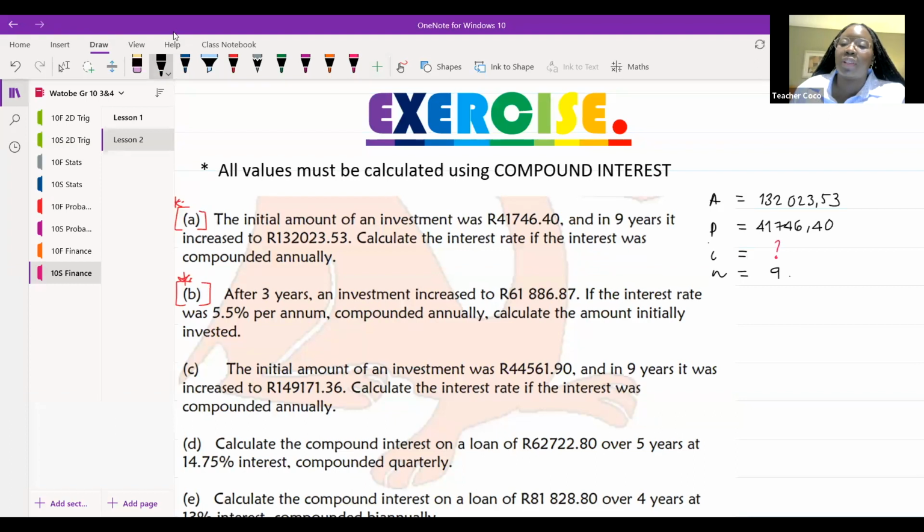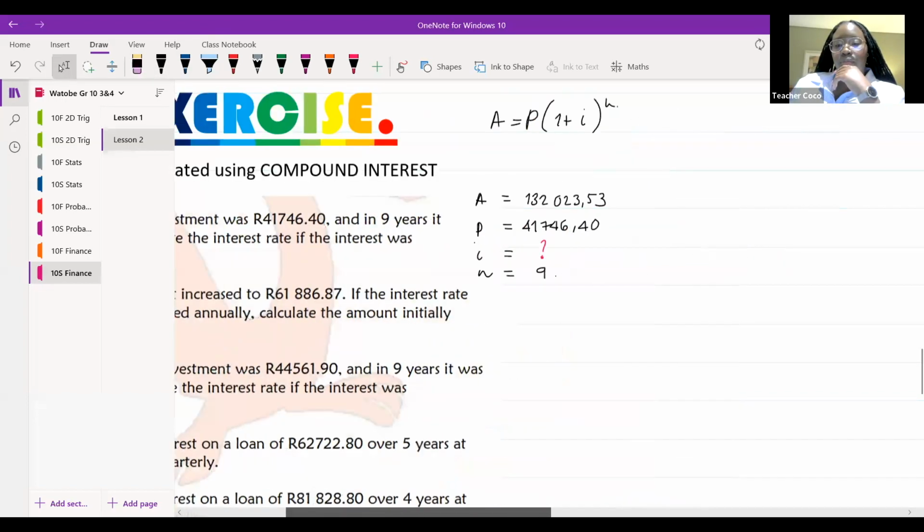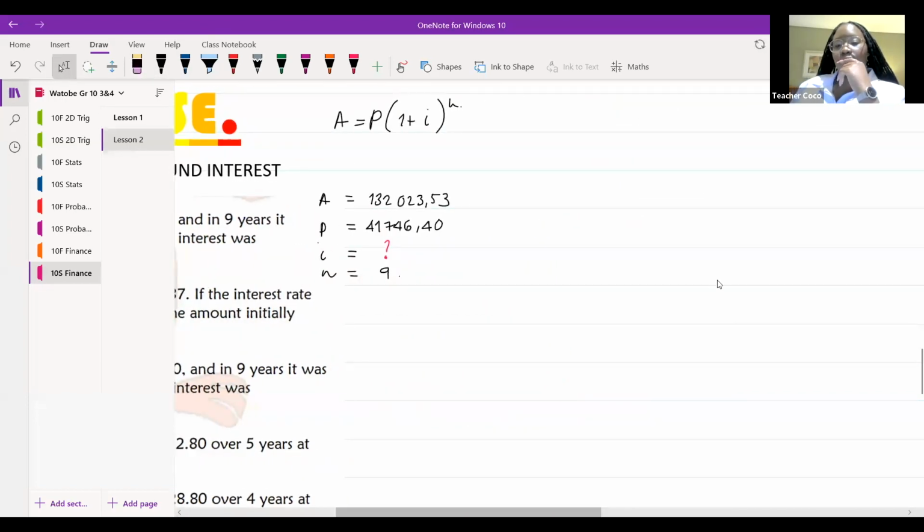Now we're going to put this into the formula. Remember the formula is A is equal to P, open brackets, 1 plus I to the power of N. Let's substitute. What do we get? So we have our platinum textbooks now, and we're just told to use the formula we see for I. So what you did is you went I is equal to A over P to the nth root minus 1.